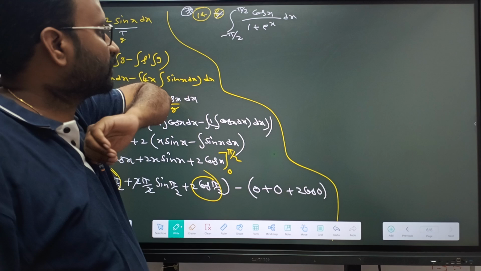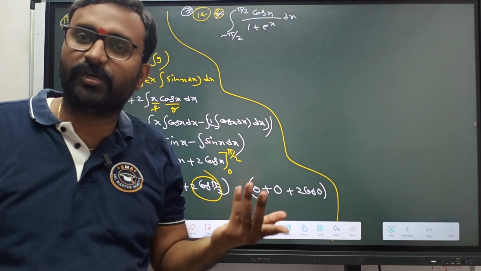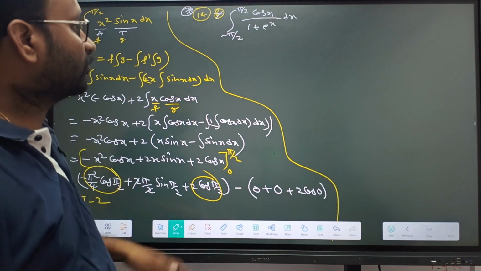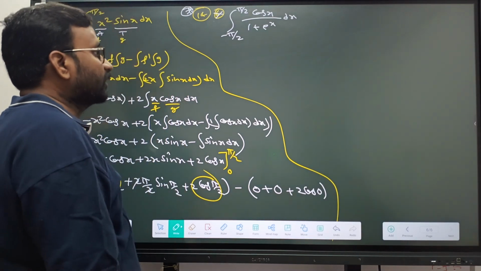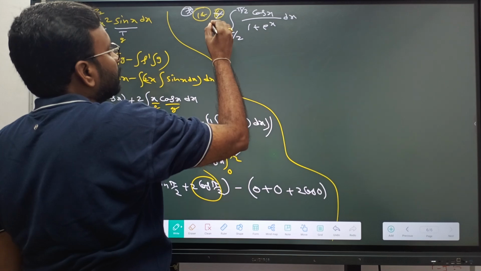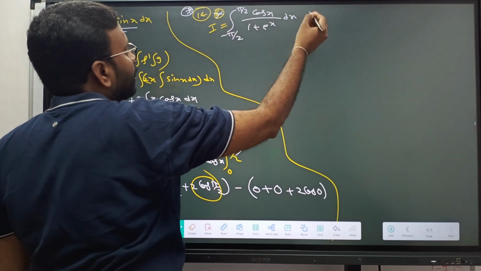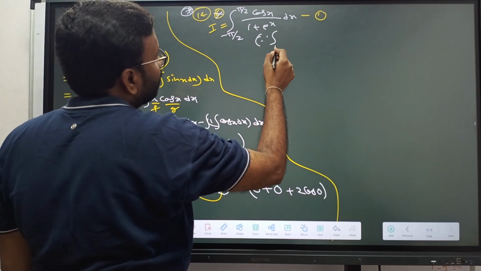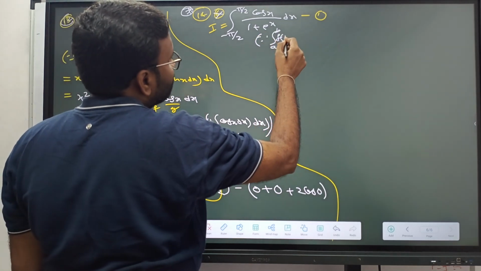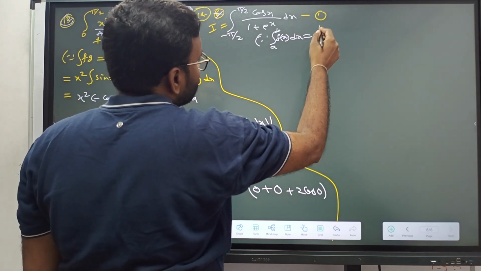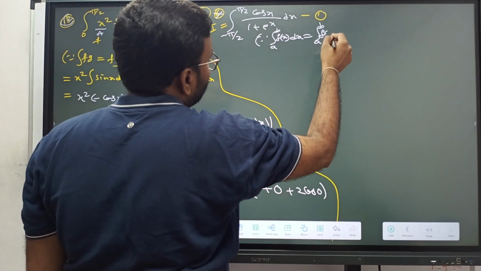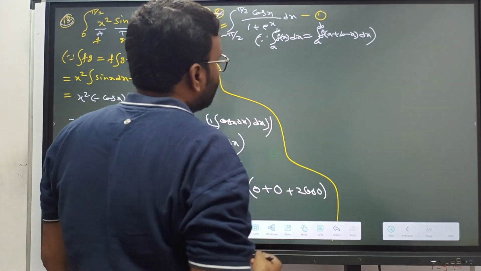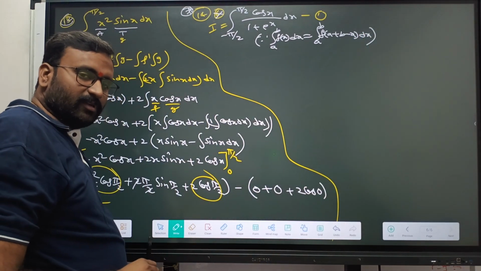If you have no 1 plus e power x, directly we can use the minus a to a property, and we will get the solution in one step. But here we have the denominator 1 plus e power x. I am taking this as equation number 1. I am using one property: integral a to b f of x dx is integral a to b f of a plus b minus x dx. I told you this property is very, very important.